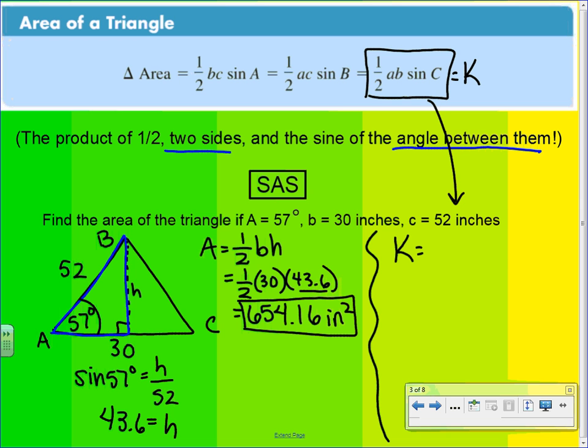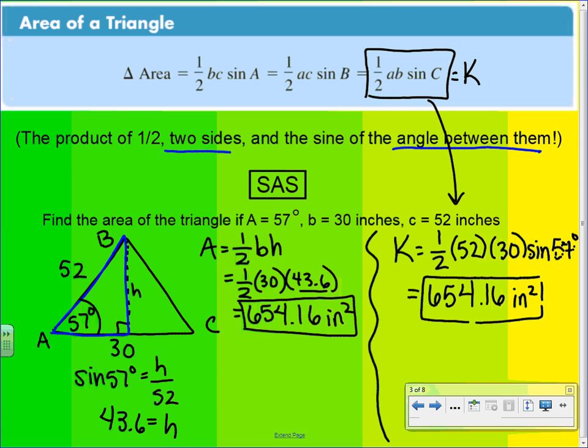My area is 1/2, and if you look at the given information, angle A is between side B and side C. So I can just fill it in. 52, 30, sine 57. So I'm going to go ahead and plug that in my calculator. And I get, what do you know, 654.16, and again I would label it inches squared.